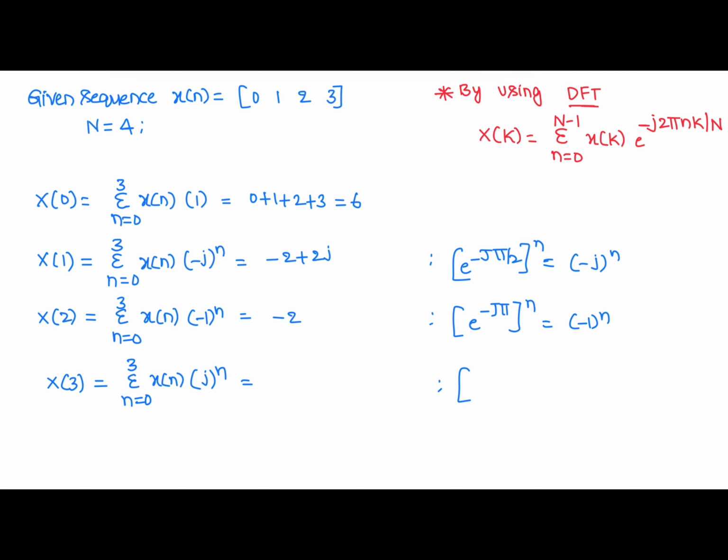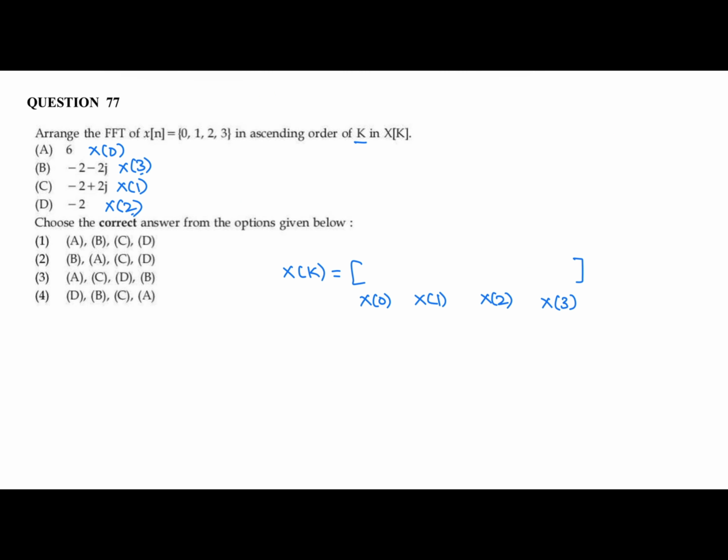And capital X of 3, that is e power minus 3 pi by 2 whole power n, its value is j power n. The value of X of 3 is minus 2 minus 2j. Now the sequence capital X of k is X of 0 is 6, X of 1 is minus 2 plus 2j, X of 2 is minus 2, X of 3 is minus 2 minus 2j.